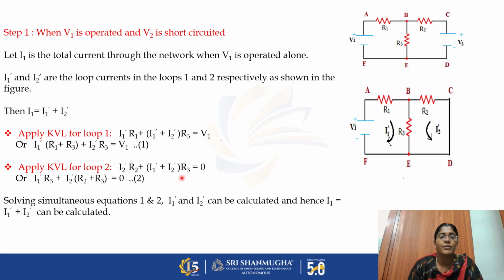If you simplify this equation, taking the coefficient of I2 dash, you will get R2 plus R3 as the coefficient of I2 dash, and I1 dash into R3, which is equal to 0. By solving equations 1 and 2, you can get the values of I1 dash and I2 dash. Hence I1, equal to I1 dash plus I2 dash, can be calculated afterwards.